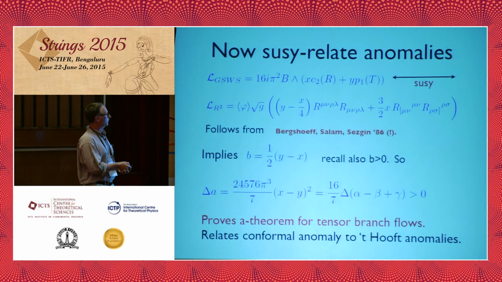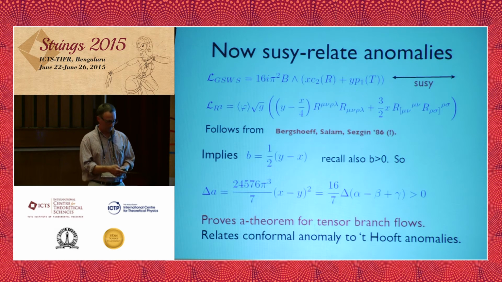So in the end, what this gives us is that the change in A is this coefficient B squared, which we can write in this way in terms of the change of these 't Hooft anomalies. So this proves the a-theorem for the tensor branch flows, and it relates the conformal anomaly to the 't Hooft anomalies.